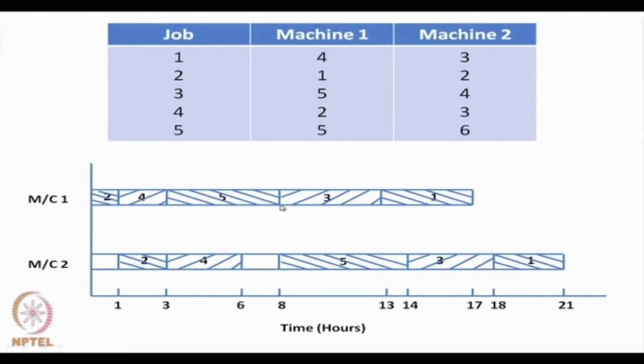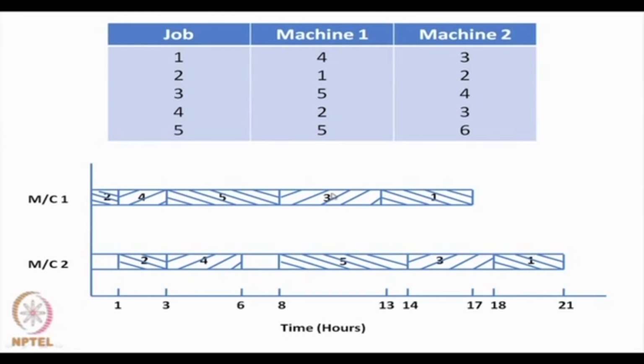Machine 1 completes its work on job 5 at the end of 8 hours because it takes 5 hours, so 5 plus 3 is 8 hours. Therefore, machine 2 has to remain idle during this time. It can take up work on job 5 only at the 8th hour, and it takes 6 hours. So, at the 14th hour the work will be over on job 5.